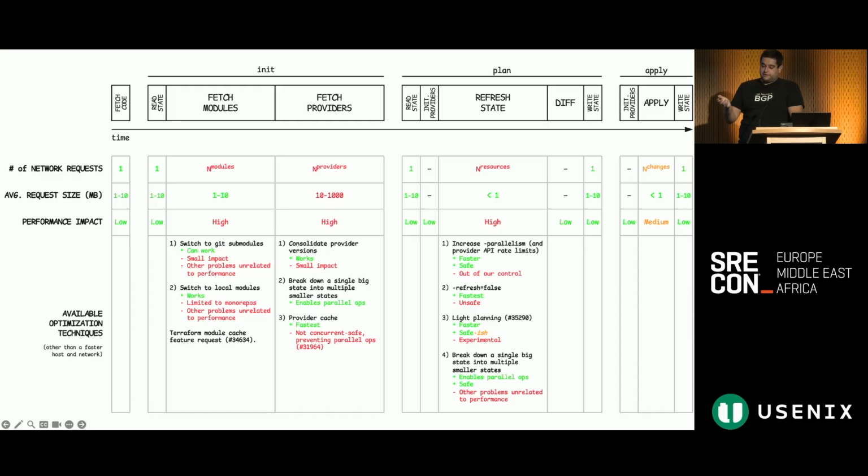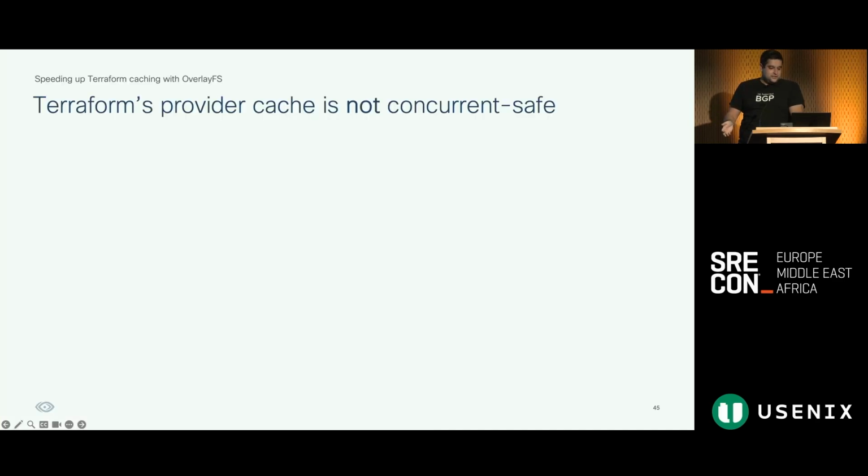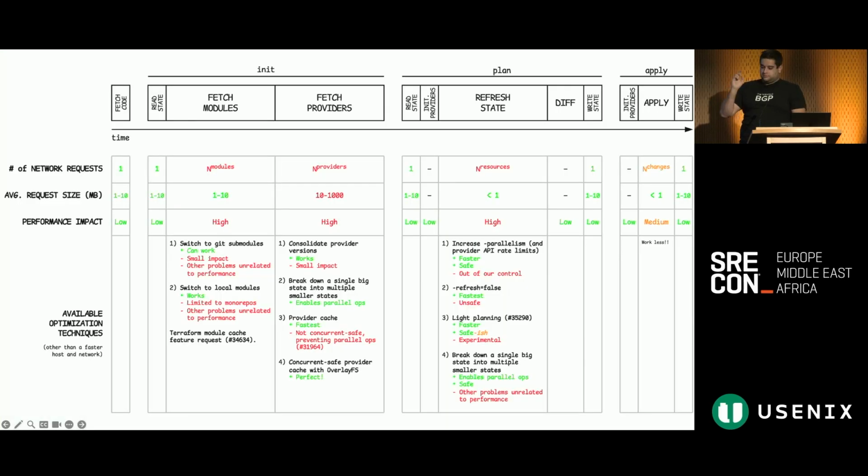And then you could enable the provider cache. This is the fastest of them all. The provider cache is a built-in mechanism in Terraform that caches the provider binaries, but it's not concurrent safe, preventing parallel operations. This is the problem that we're attacking. That has an issue number linked right there. It's on the Terraform repo, but this is what we're going to attack. And the way we're going to do it is through concurrent safe provider caching with OverlayFS. So, by the way, if you want to reduce the apply time, all you can do is just work less.